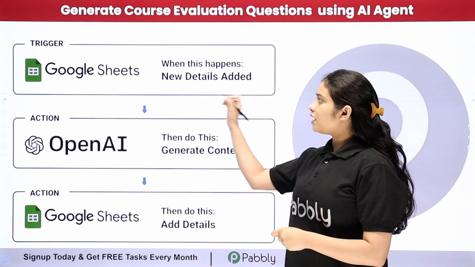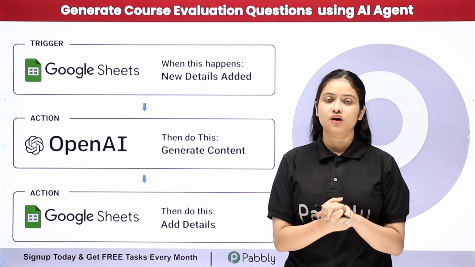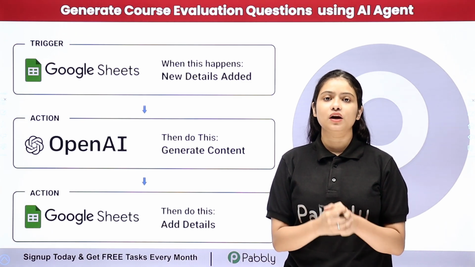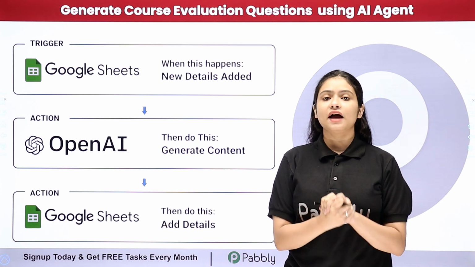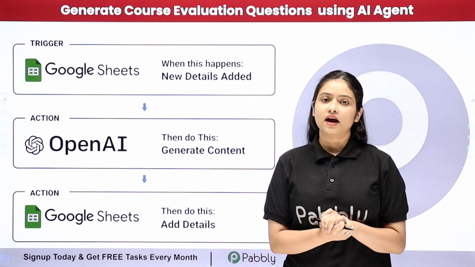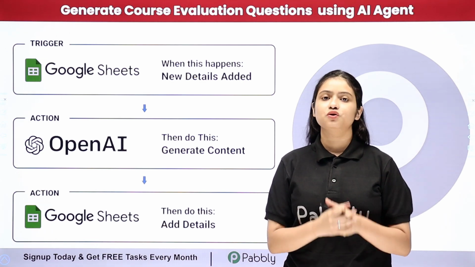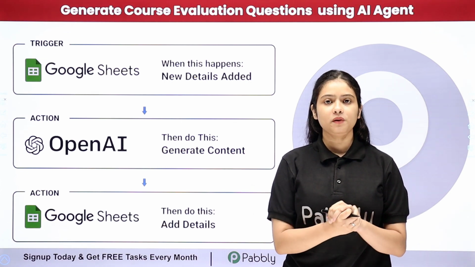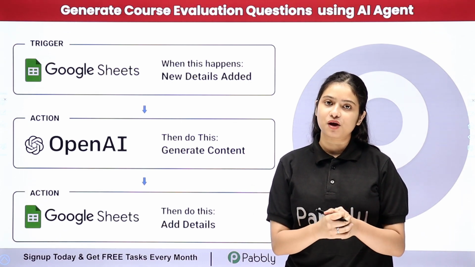So every time in my Google Sheets, the new details of the course are going to be added, automatically my AI agent is going to generate unique evaluation questions for that course and going to be added directly back in my Google Sheets. Now, to automate this entire task, I'm not going to use any coding and programming skills. I will be simply connecting Google Sheets with my AI agent, that is OpenAI, with the help of Pabbly Connect, and my work is done.